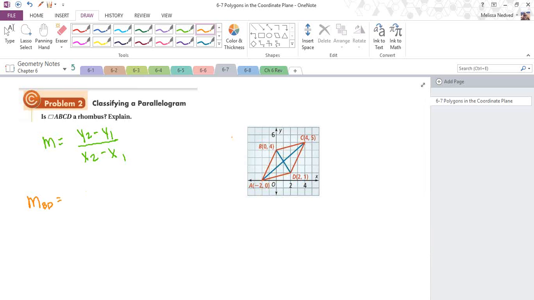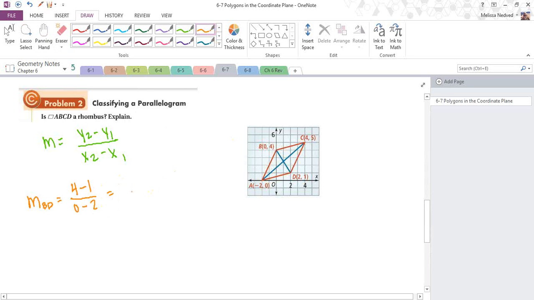I'm going to go ahead and call B to be x2, y2. So I'm going to take my y-coordinate, 4 minus the y-coordinate of D, 1, divided by the x-coordinate of B, 0, minus the x-coordinate of D, 1. So 4 minus 1 over 0 minus, that should be a 2. I apologize. The x-coordinate of D is 2. I was looking at the wrong thing. So 4 minus 1 over 0 minus 2.